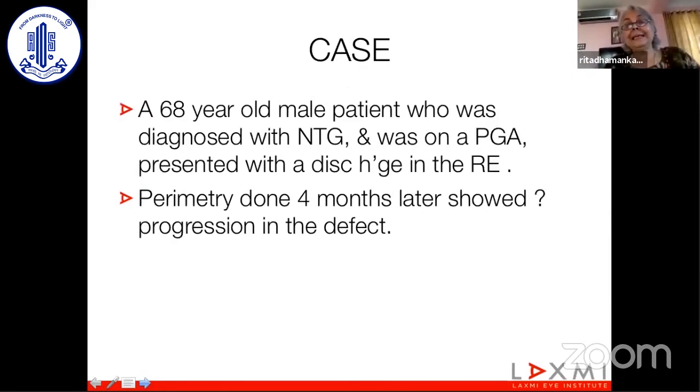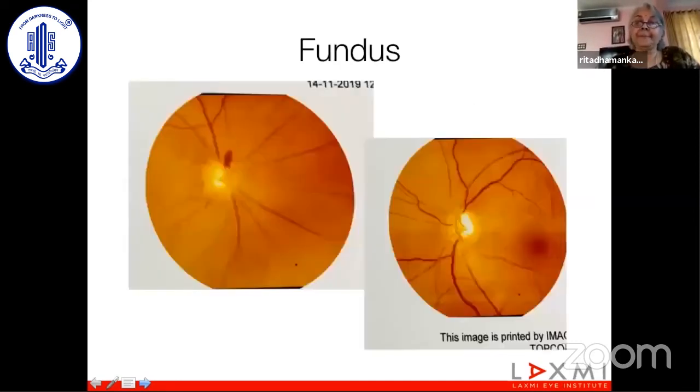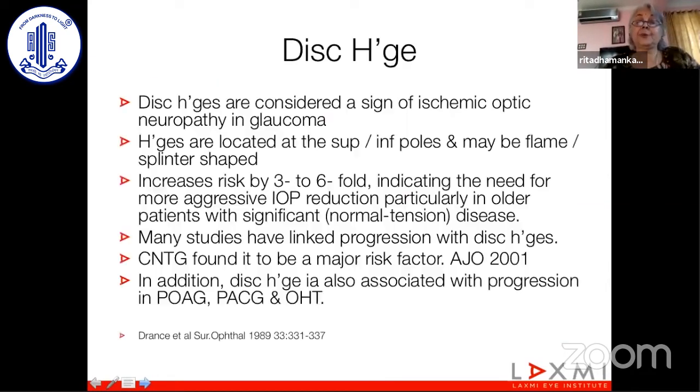Now, here is a 68-year-old male patient who was diagnosed with normal tension glaucoma, was on a prostaglandin analog. He presented with a disc hemorrhage in the right eye. Perimetry done 4 months later showed a query progression in the defect. Now, this is the fundus picture. Very clearly, you can see the disc hemorrhage. And it took us 4 months to find out that there was progression.